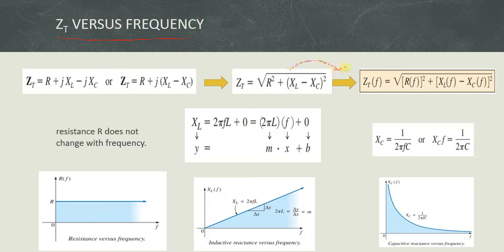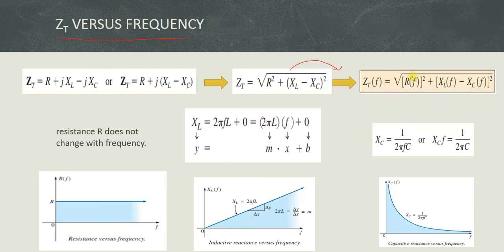If I want to find out the impedance versus frequency, this equation is written in terms of frequency, because each and every element is a function of f. So it is replaced like this: Zt of f is equal to square root of R of f the whole square plus XL of f minus XC of f the whole square.